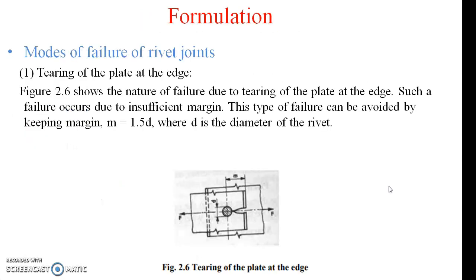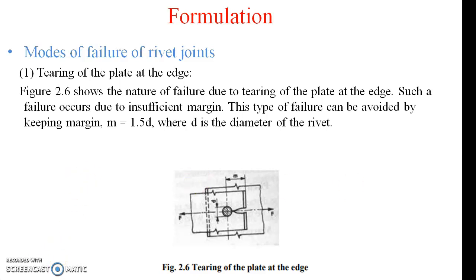So next is the formulation. It is the formulation part of your machine design chapter. Formulation is mostly needed for our problems or problem-based questions. So the first formulation is the modes of failure of a rivet joint, the failure of a rivet joint.